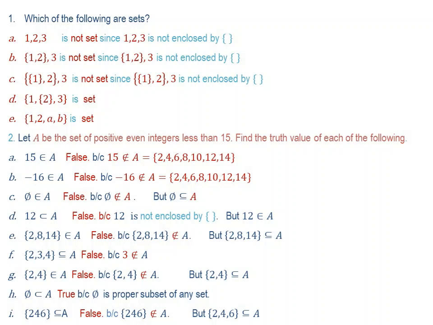Not a set, because the numbers 1, 2, 3 are not enclosed by braces. B. The set containing 1, 2, 3. This is not a set, because this 1, 2, 3 is not enclosed by braces.